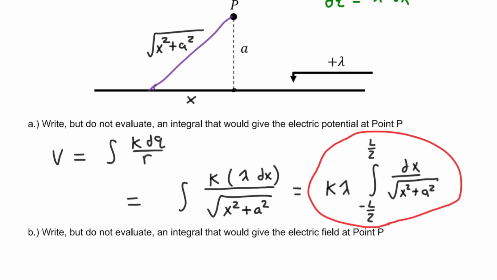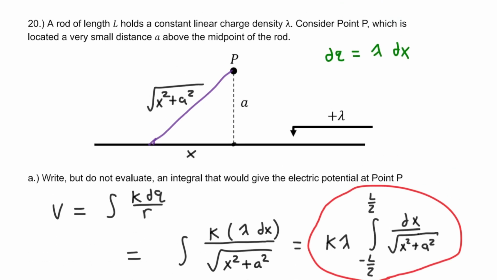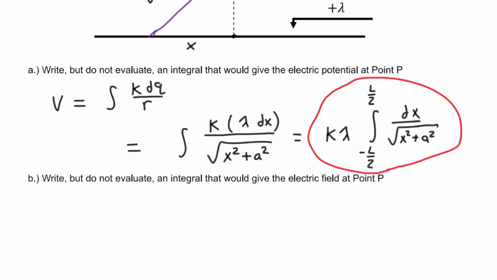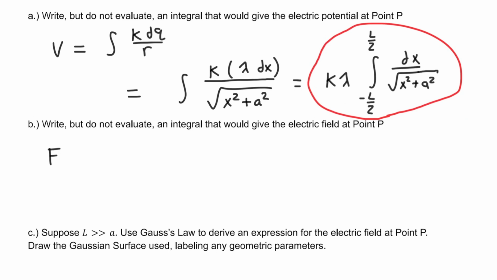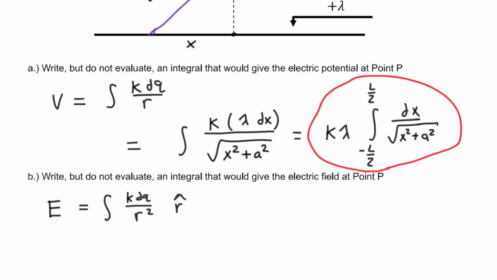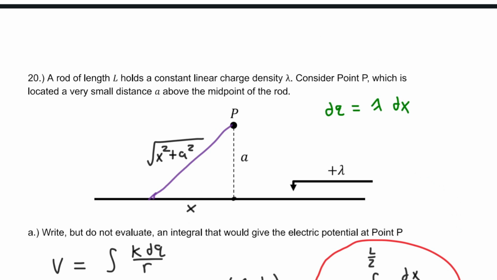The harder integral typically is to set up the E field, because unlike potential, which is just a bunch of addition of scalars, the electric field is a vector. So we'd have to use the fact that E is equal to the integral of K dq over r squared. So slightly different magnitude. And then we also have to deal with this r hat vector, where we want to extract part of the field. So in our problem, we know that every part of the rod is going to push away at point P because electric fields are sources for positive charges.